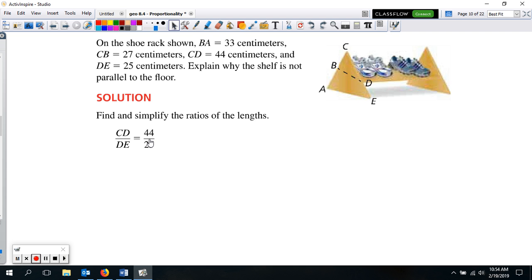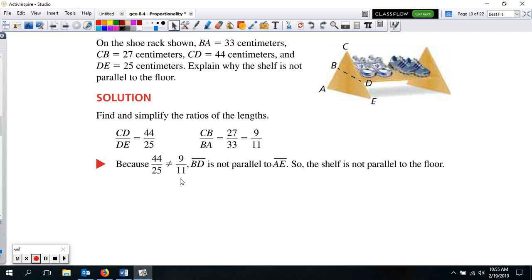So there's that proportion. The next proportion we'll do would be the other one on this side, so CB and the BA. So it's going to be 27 over 33. So they are being consistent. Each fraction is coming from the side, and the numerators are coming from the top section, and the denominators are coming from the bottom section. So we have 44 over 25, and this one simplifies to 9/11ths, and you can see those are not equal to each other. So since these are not equal, they're not proportional, that means that the segment here BD is not going to be parallel to AE.